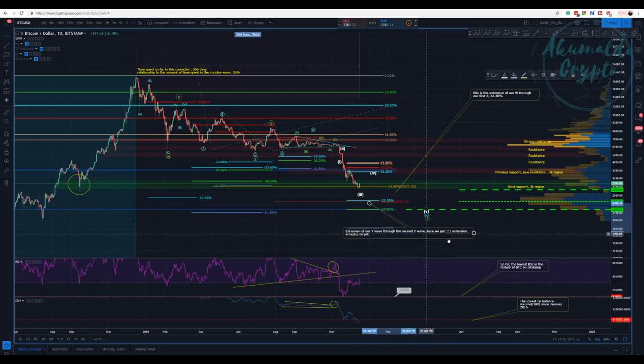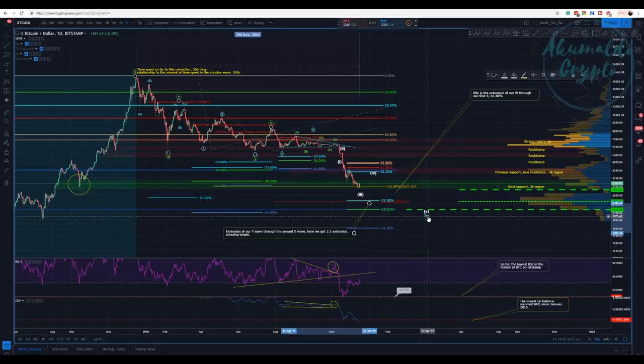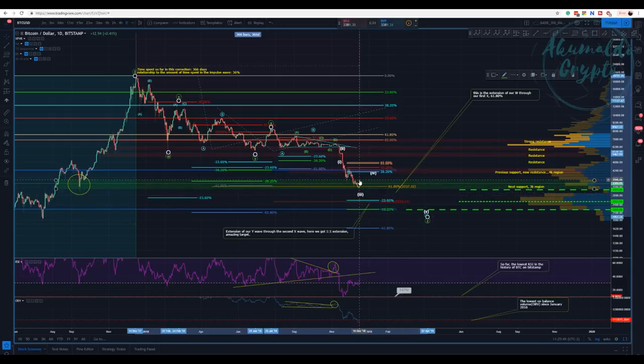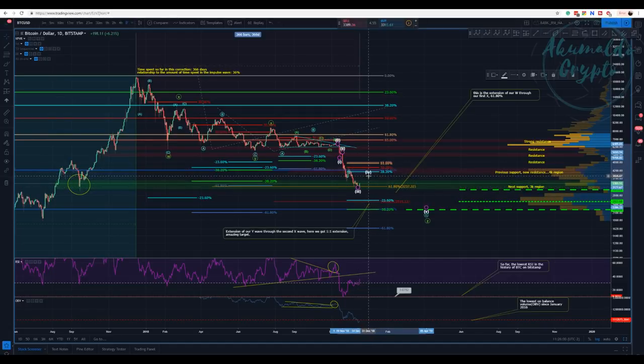This is not the end of the correction. This is actually a correction of this trend line here going down. I believe that we finished wave three, and now we are going up to put in wave four. Then we would have the last wave here, fifth wave.